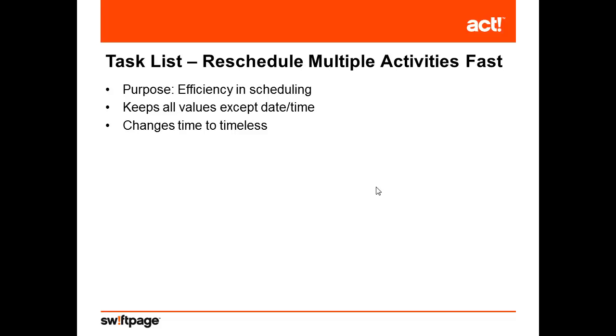And one thing to note is that rescheduled tasks get changed to timeless. If you have a call that was scheduled for 2 p.m. yesterday and you didn't make that call, a safe assumption is that it doesn't need to be at 2 p.m. on whatever day you're going to reschedule it for. So in order to not cause scheduling conflicts, any activities that are rescheduled in a batch will be set as timeless.